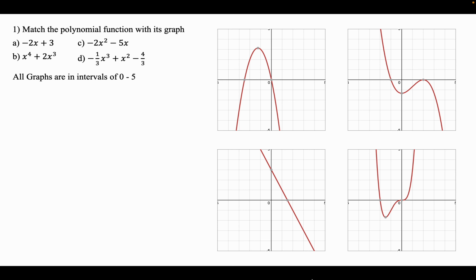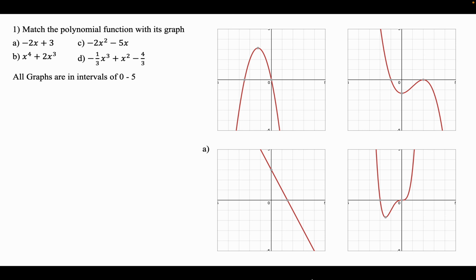So for example A, negative 2x plus 3. This is just a line. This is not a polynomial curve. So that already excludes all three other options besides the bottom left. So that means A is the bottom left graph.